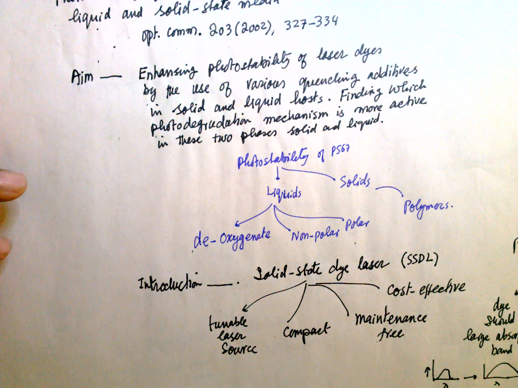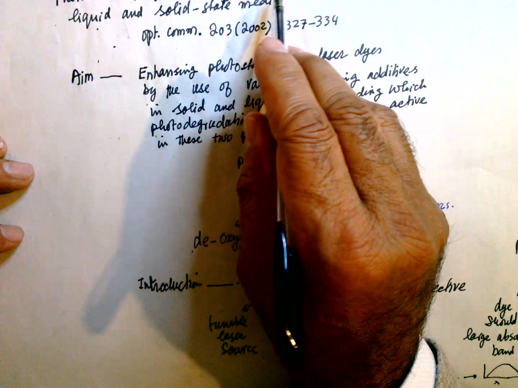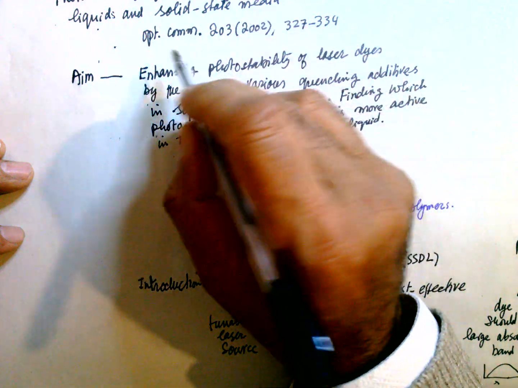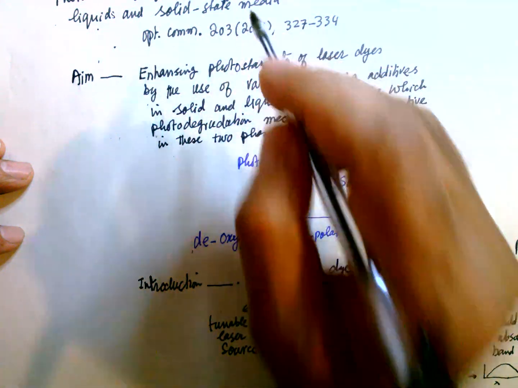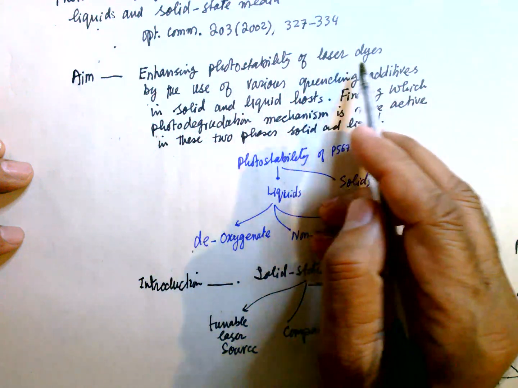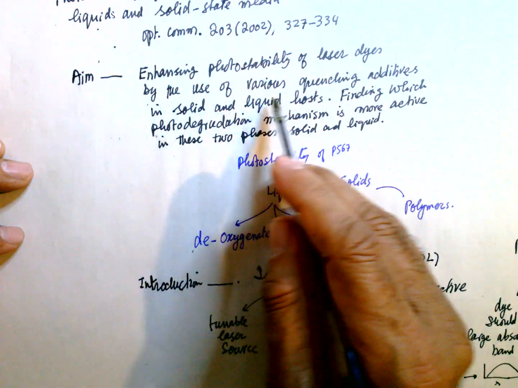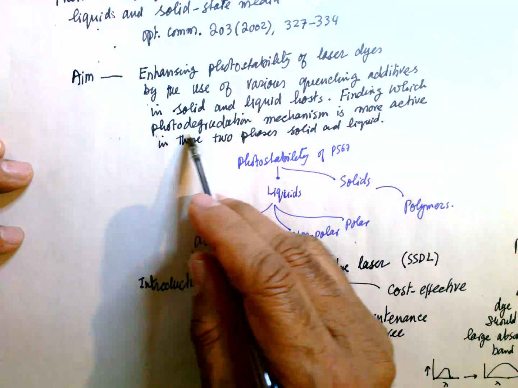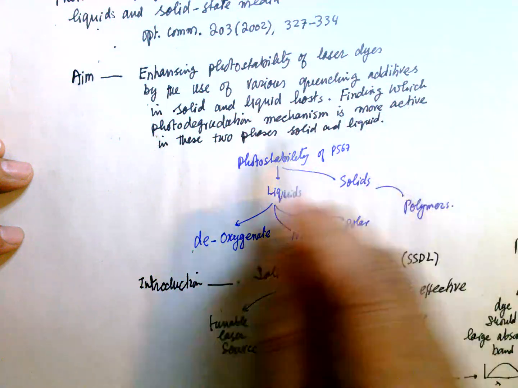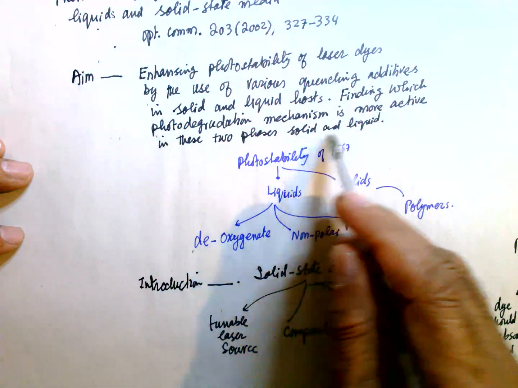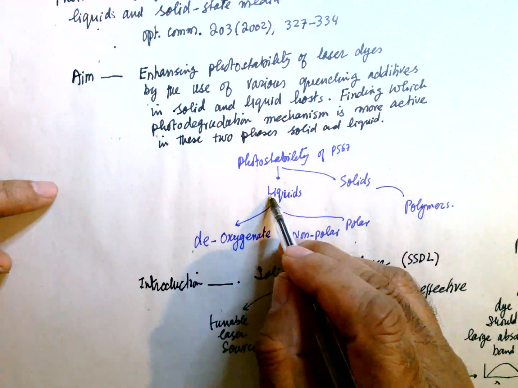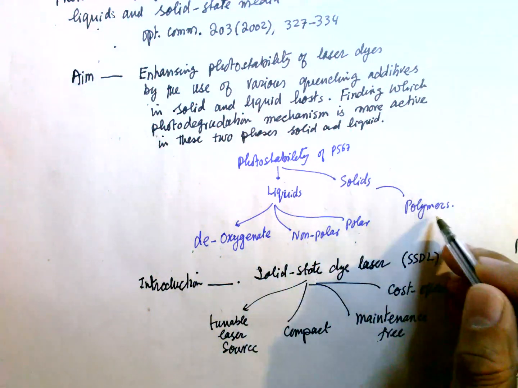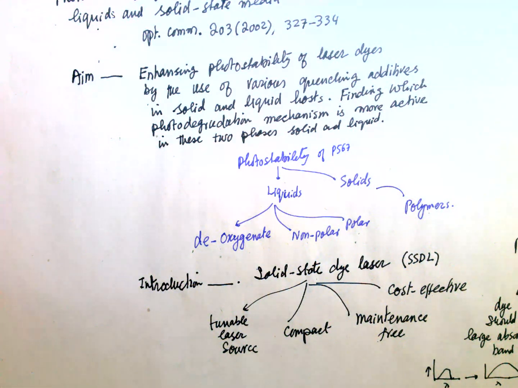Hello, photostability in liquids and solid state media. Optics Communication 2002 paper. The aim is enhancing photostability of laser dyes by the use of various quenching additives and liquid hosts, finding which photodegradation mechanism is more active in these two phases, solid and liquid. So, photostability of P567 in liquid and solid, deoxygenated, non-polar, and polar, and same in the polymer we have discussed.